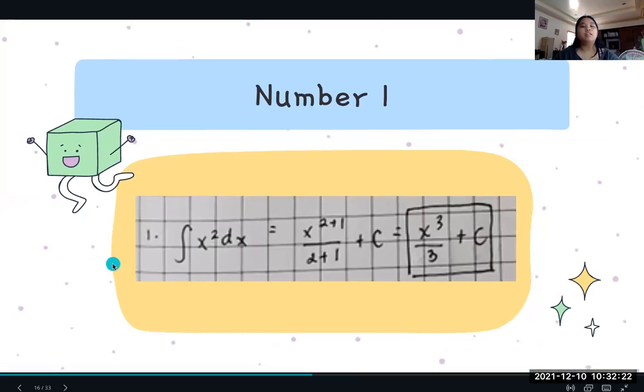Okay, so for number 1, the integral of x squared dx. We will use theorem B here because we take the exponent of x and add 1 to it. And then we will also have a denominator. We will use that exponent operation as the denominator. And then we will add c, which is our arbitrary constant. So we will have x cubed over 3 plus c.